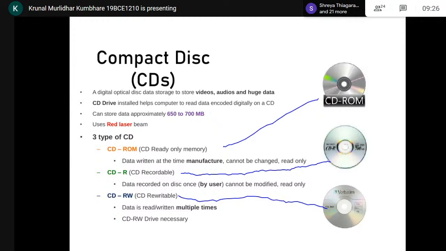So lastly, we have the CD-RW, that is the CD rewritable. Here the data can be read and written multiple times, so it is more convenient for the users to use. But to use a CD rewritable disk, a CD-RW drive is necessary.